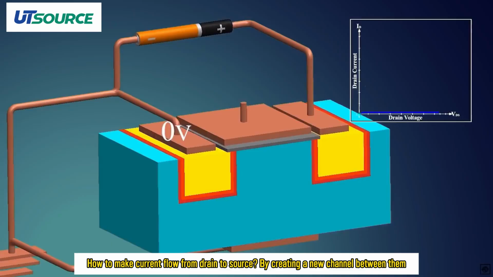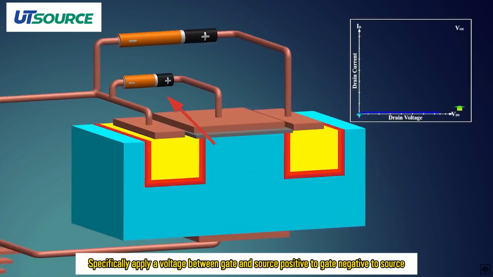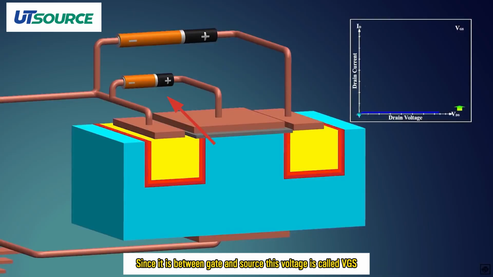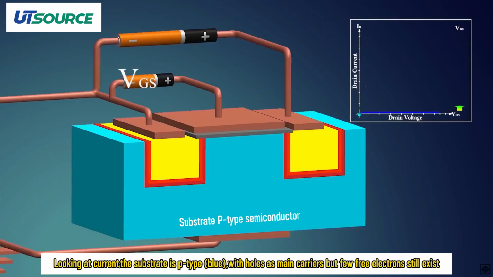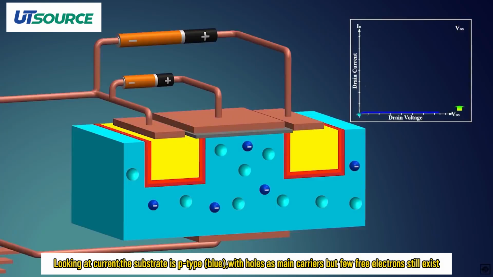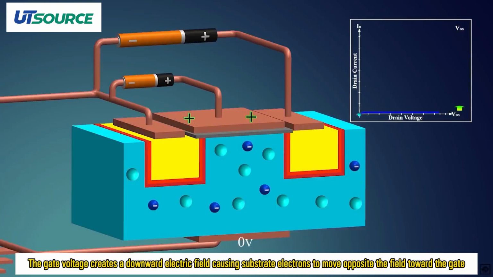How to make current flow from drain to source? By creating a new channel between them. Specifically, apply a voltage between gate and source, positive to gate, negative to source. Since it is between gate and source, this voltage is called VGS. Looking at current, the substrate is p-type blue, with holes as main carriers, but few free electrons still exist. The gate voltage creates a downward electric field, causing substrate electrons to move opposite the field toward the gate.